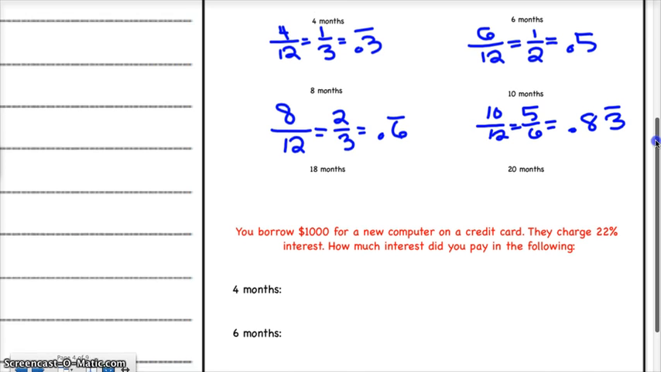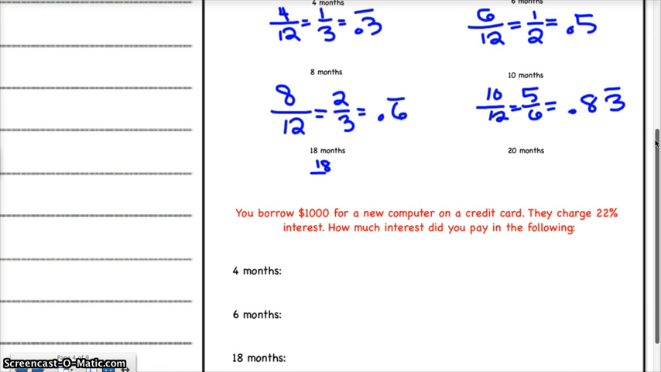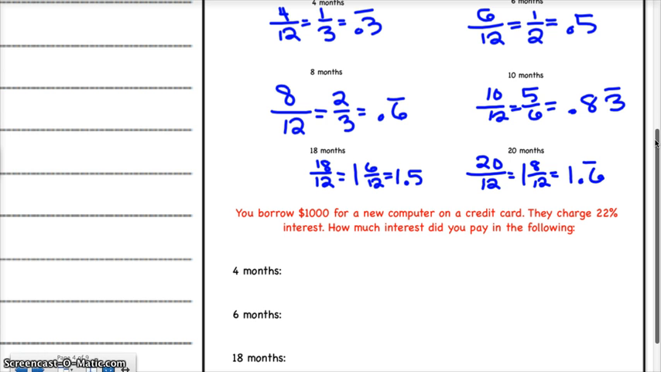18 months. 18 out of 12. I would turn that into a mixed number. 1 and what remains? 6/12. 1.5 years. It's just easier to punch into a calculator when you have decimals versus a fraction. 20 months, 20 out of 12. What did we get? 1 and 8/12. 1.6 repeating. Okay? So you need to know that. There's questions that are related to that.